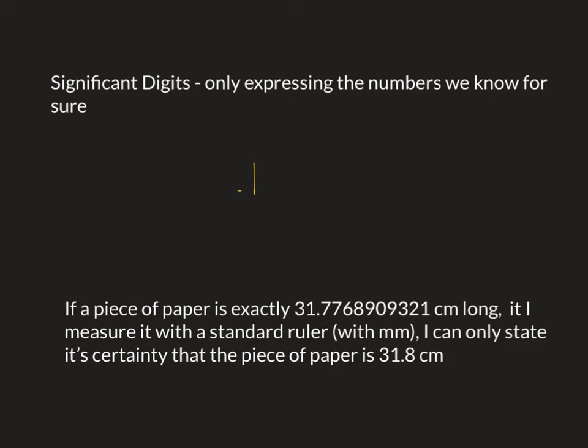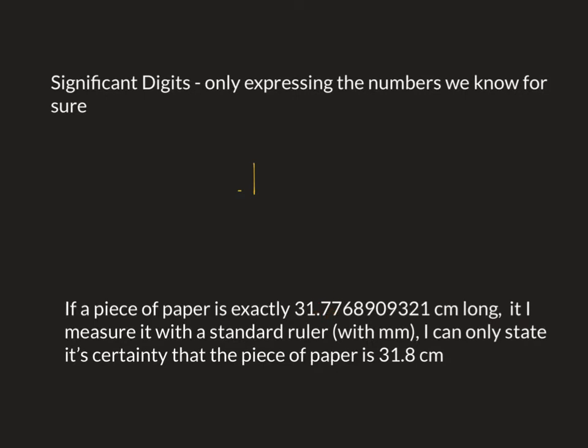And so what significant digits do is they allow us a way to say, you know what, I know these particular places for sure. I'm guessing on my last digit, but it's close to this. As a better example, imagine I have a piece of paper, and the piece of paper in reality is 31.7768909321 centimeters long. I'm trying to measure this piece of paper, and my ruler only goes to the millimeter place. It only really goes to this digit.